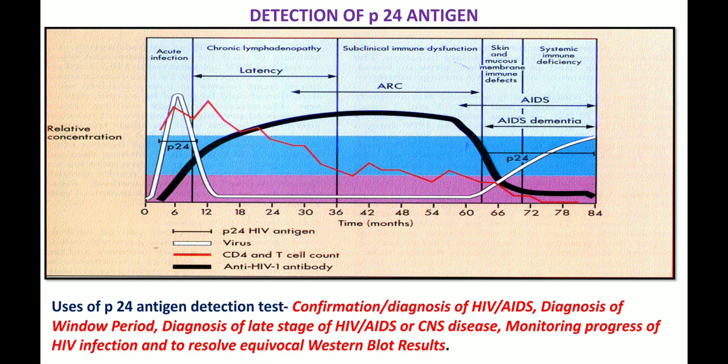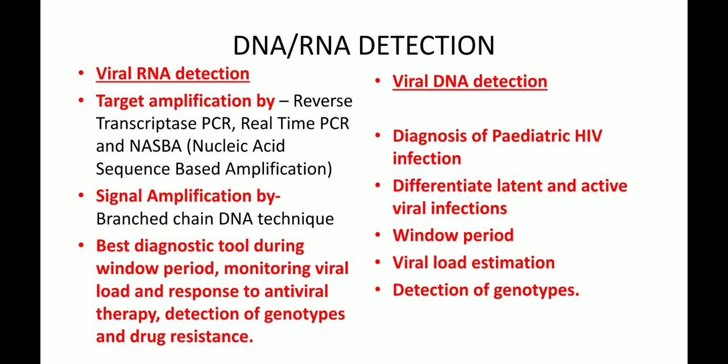It helps us to monitor the progress of HIV infection and also to resolve any equivocal results obtained from the Western blot. So whenever you have multiple bands, or if in the Western blot test the bands appear very faint in spite of appearance of control bands, you are in a sort of gray zone where you will be in a fix to label that particular person as positive or negative. Therefore we need to do this P24 antigen assay to resolve such equivocal Western blot results.